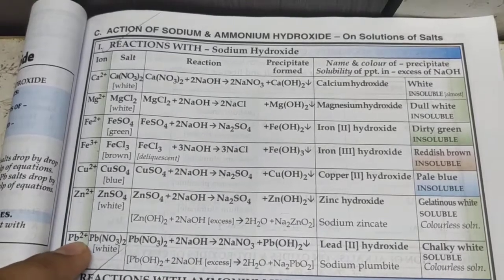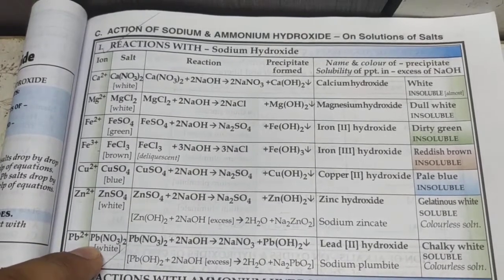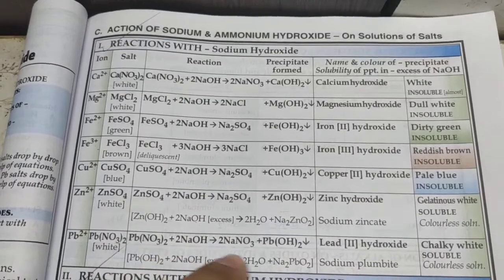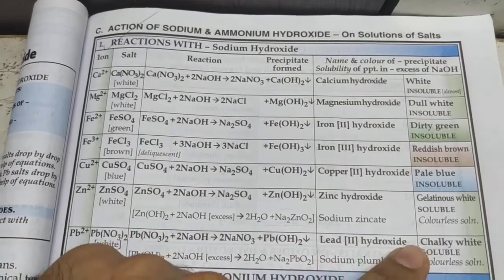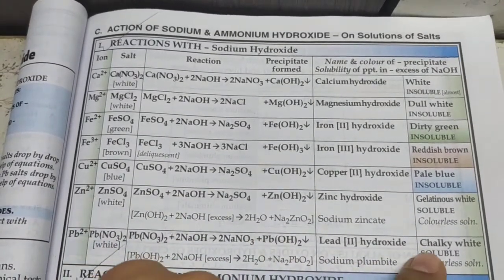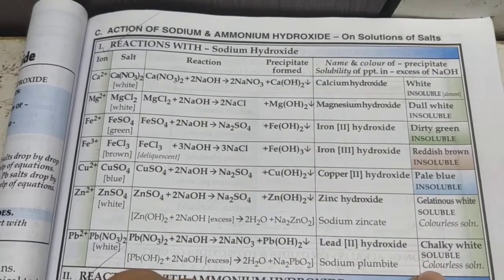So the next one is lead salt. When that is reacted with sodium hydroxide, again, it will give you a chalky white precipitate. And even here, in excess of NaOH, this precipitate will disappear and it will leave you with a colorless solution.